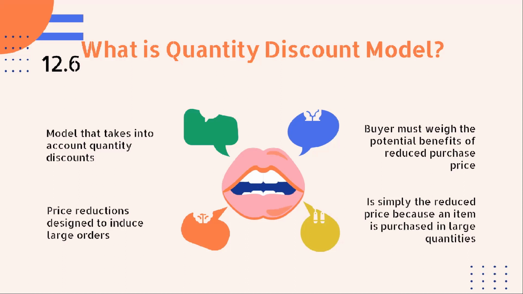Hence, the buyer's goal in this case is to select the order quantity that will minimize total cost, where total cost is the sum of carrying costs, order costs, and purchase costs. A quantity discount is simply a reduced price because an item is purchased in large quantity. A major factor in considering discounts due to quantity is the tradeoff between reduced product cost and increased storage costs.